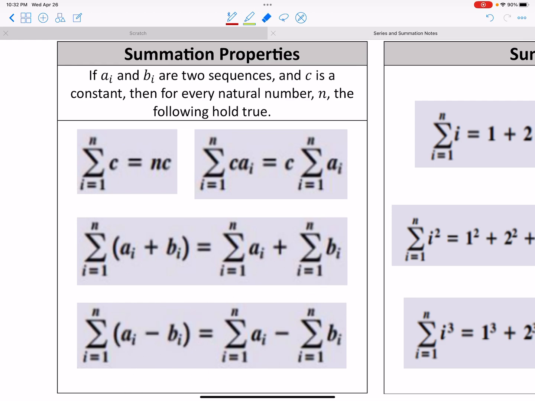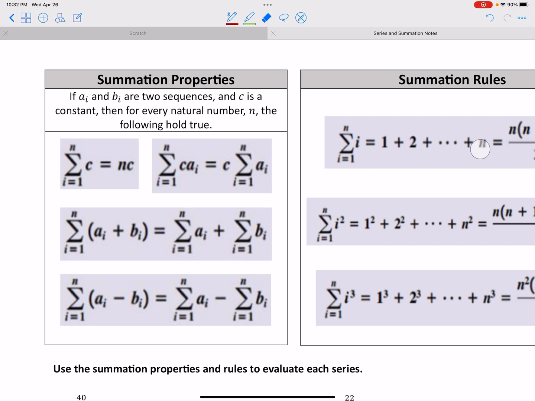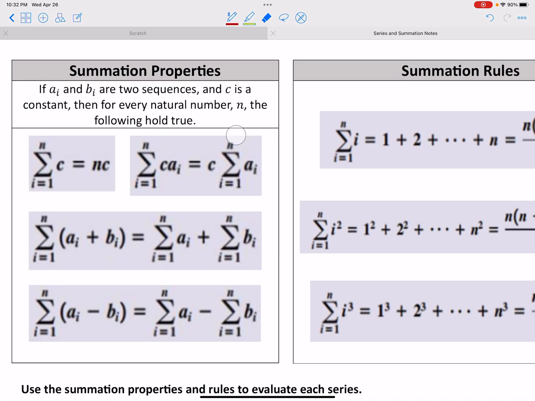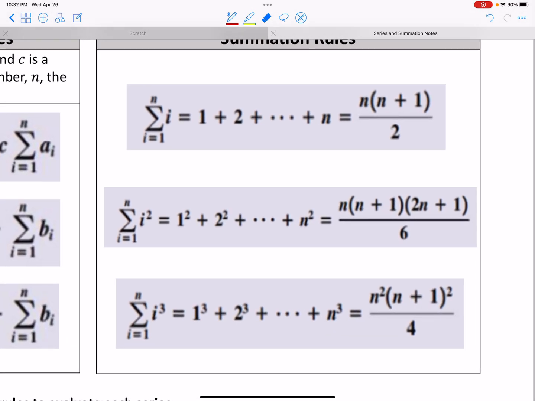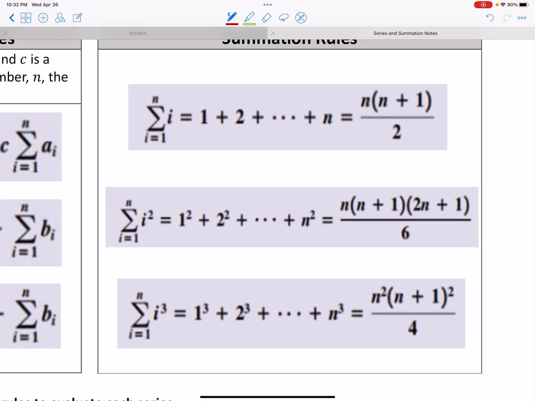And over here, some summation rules, different from properties. This just allows us to sort of rewrite some things. These rules actually help us to evaluate. So if I'm finding the sum of a sequence defined by i, then my inputs going from 1 to n are going to be the same as my outputs.